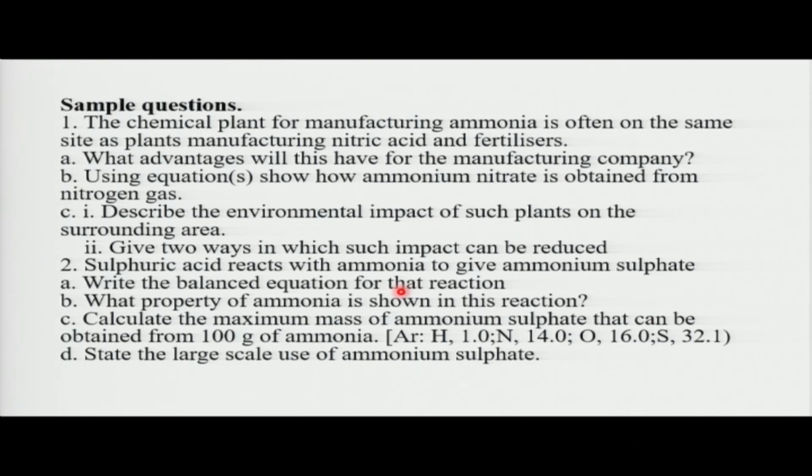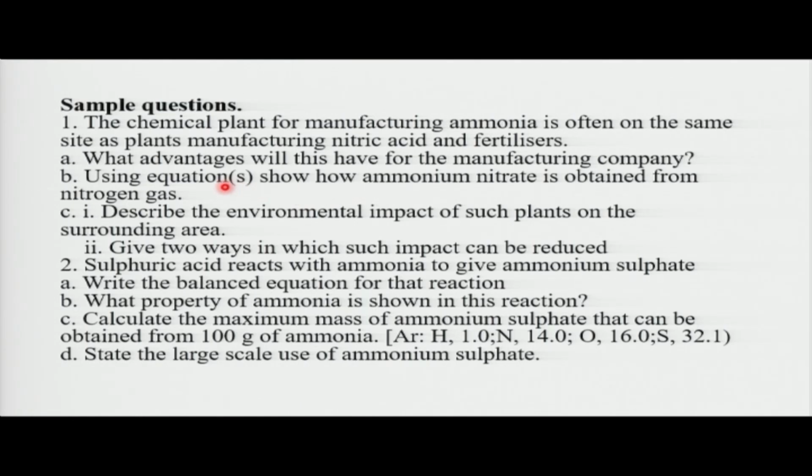So we are going to look at some sample questions here. You try out these questions. The chemical plant for manufacturing ammonia is often on the same site as plants manufacturing nitric acid and fertilizers. What advantages will this have for the manufacturing company? You'll try to look for the answers.